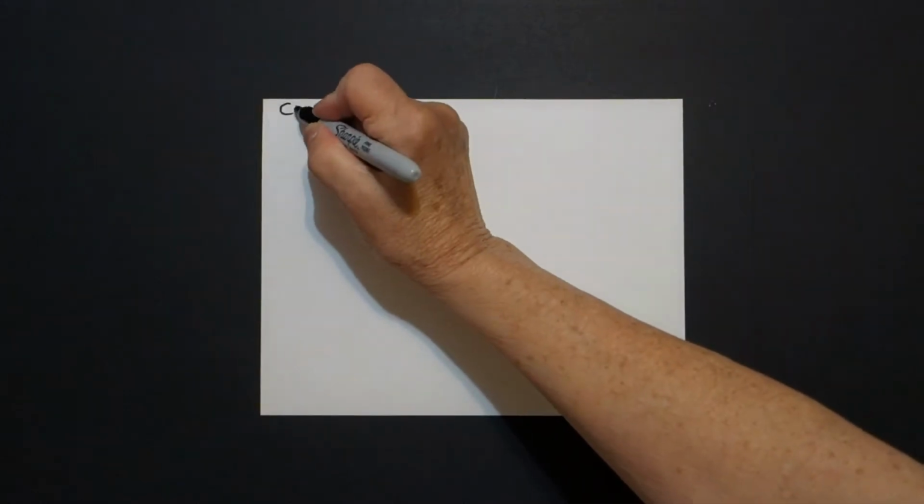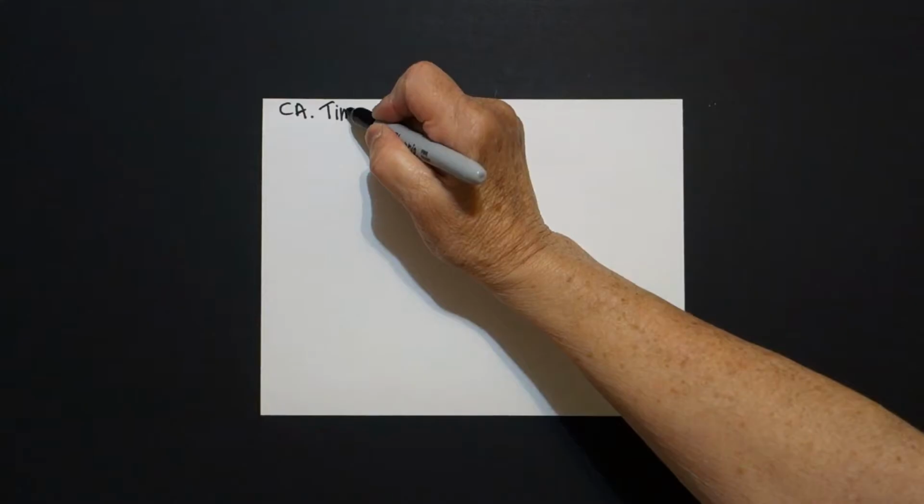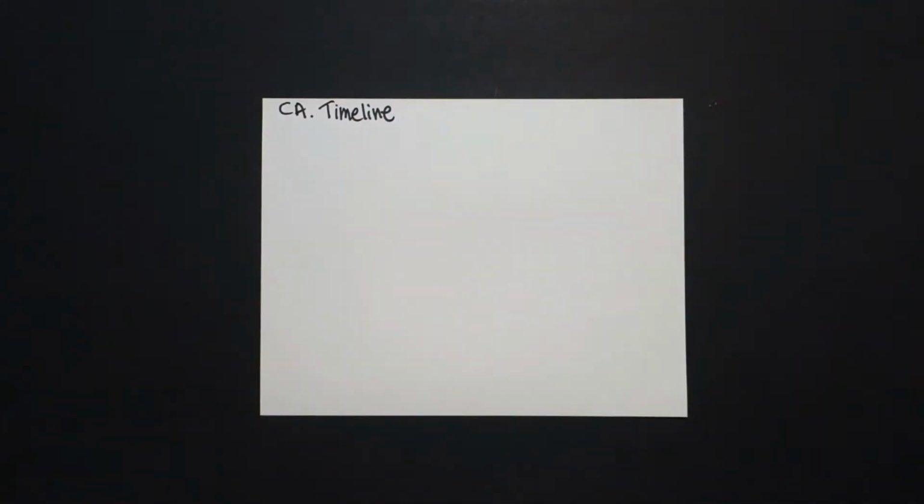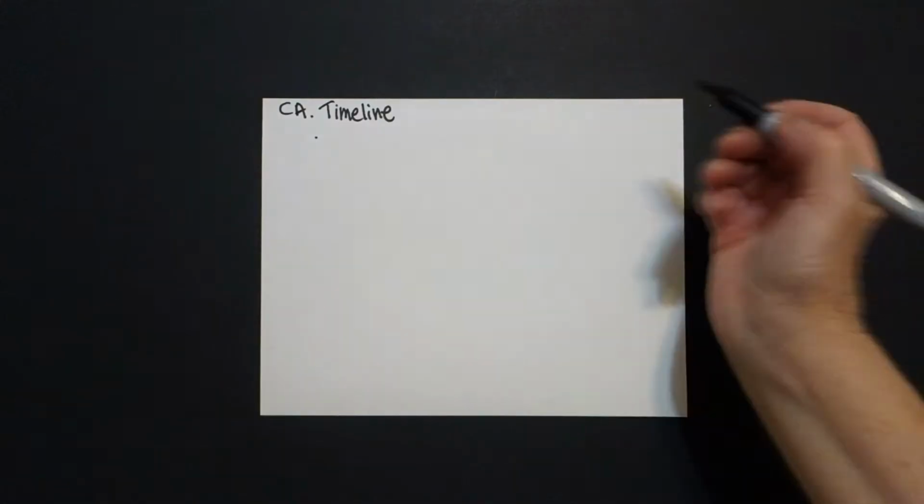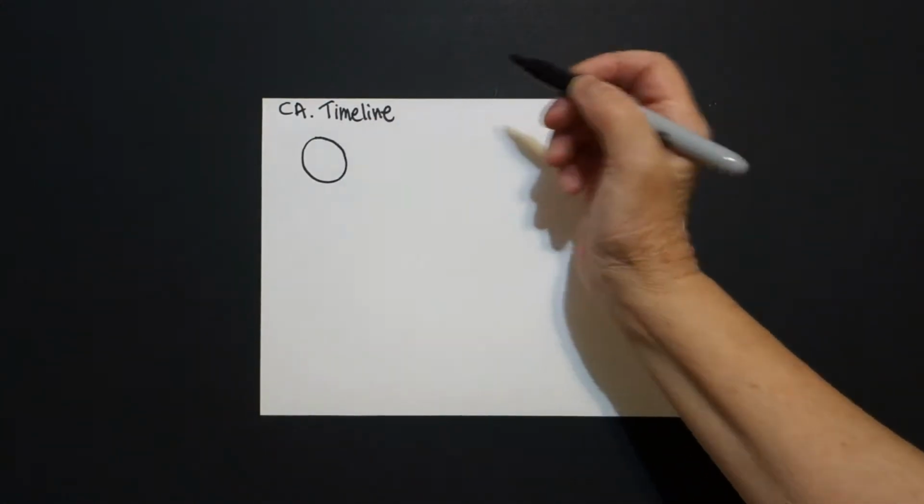Okay, let's draw. Today's project is how to draw a California timeline, so that we can see how the cast of characters changed as history went on. Right here I'm just going to put a dot, and from that dot I'm going to draw a circle.